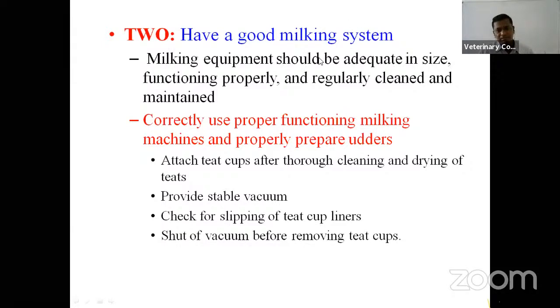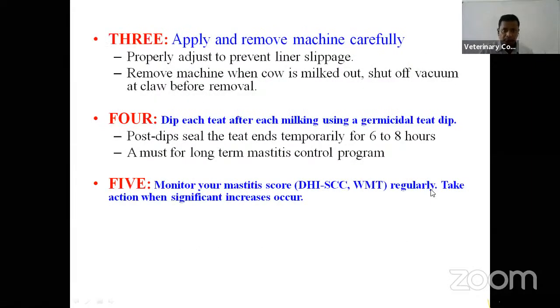A good milking system, in India, means a good milker. The milker should have all hygienic measures, and if it is an organized farm using a milking machine, all the precautions that we studied earlier need to be followed. Apply and remove the machine carefully. If you damage the epithelium of the teat, there is trauma or infection. That's why you apply and remove as per the recommended practice.